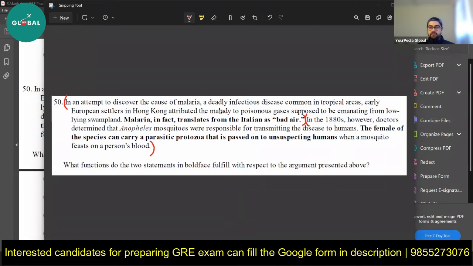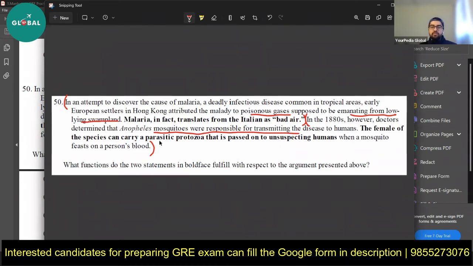So for the first one, what's the conclusion? The conclusion is that they find this poisonous gas, which is supposed to be emanating from low-lying swampland. Okay, so this is the conclusion. They found the cause of malaria, but that is incorrect. For the second one, they find the correct cause of malaria, that is the mosquito. So this line is the second conclusion.